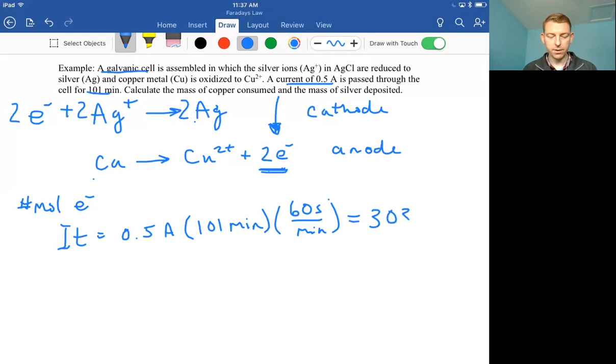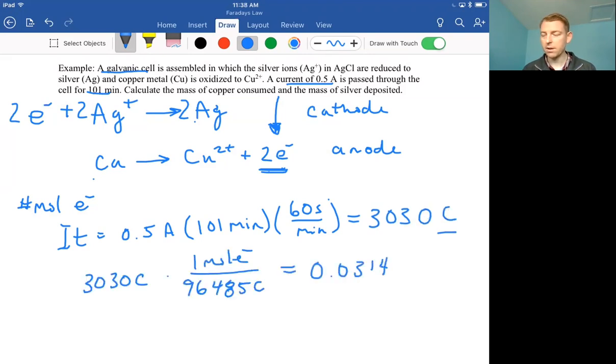Okay, so to turn the charge into the moles of electrons, well, that's what Faraday's constant is for. So let's go 3,030 coulombs times 1 mole of electrons per 96,485 coulombs. And this tells us we have a total of 0.0314 moles of electrons.